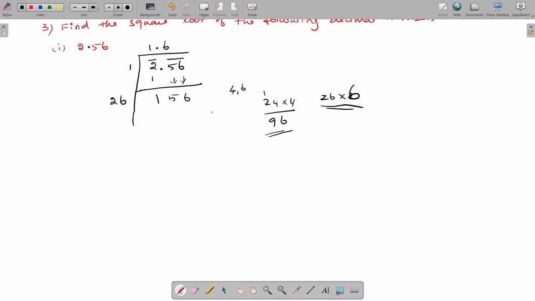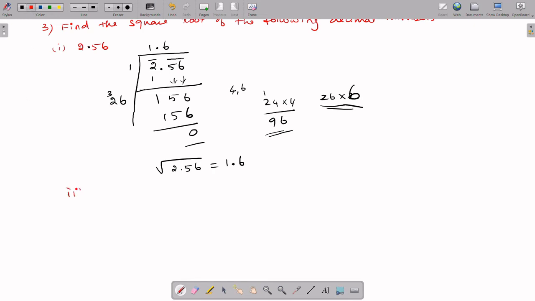That is the way I write it here. So 6 6s are 36. 6 is written here. 3 is here. 6 2s are 12. 12 plus 3 is 15. So 156 minus 156, it becomes 0. So the square root of 2.56 is equal to 1.6. This is our answer. Okay. And then next subdivision we have to write. What is our next subdivision?